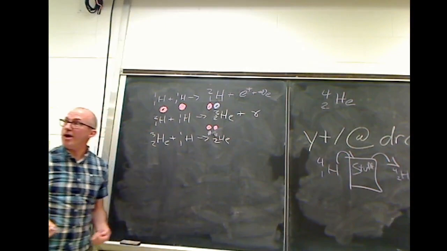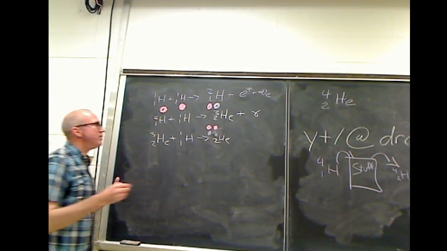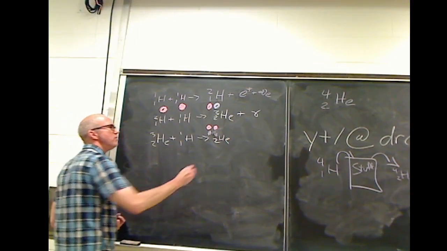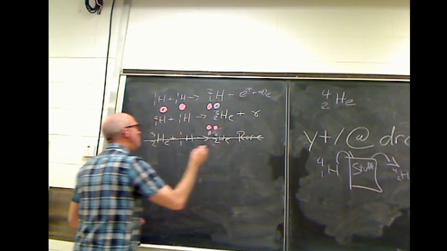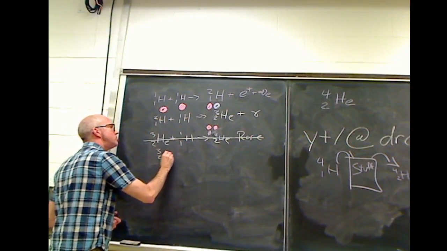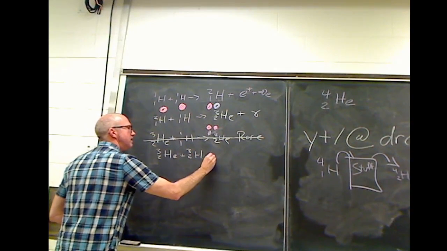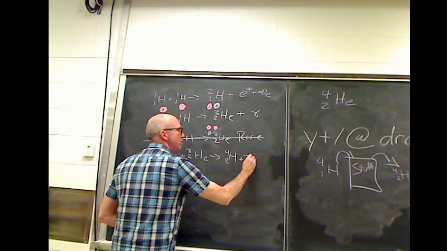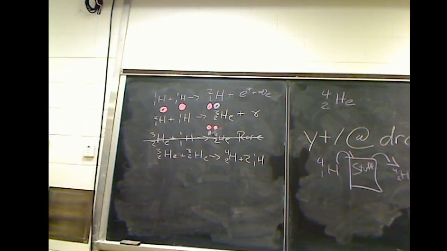But this is a really rare process. That actually doesn't happen very often, mostly because the helium-3 is really short-lived. So this is rare, so let's not think about it for a second. The most common process is I take 2 of these helium-3 and I smack them together and I get a helium-4 plus 2 protons.